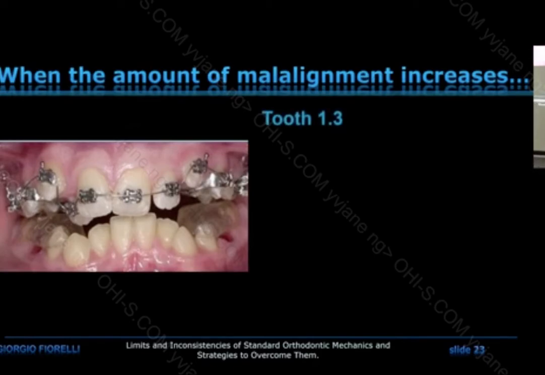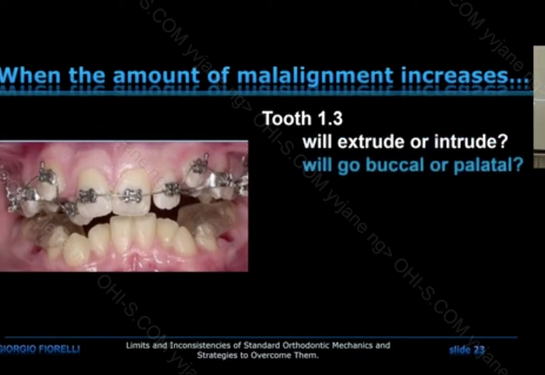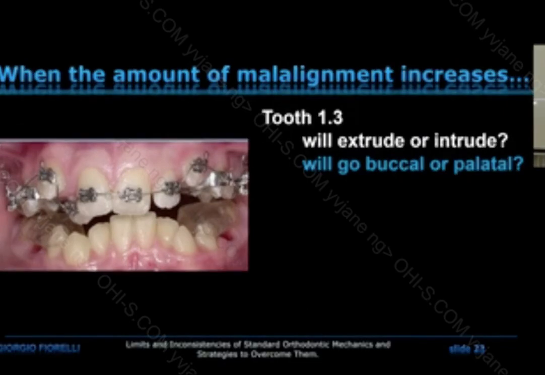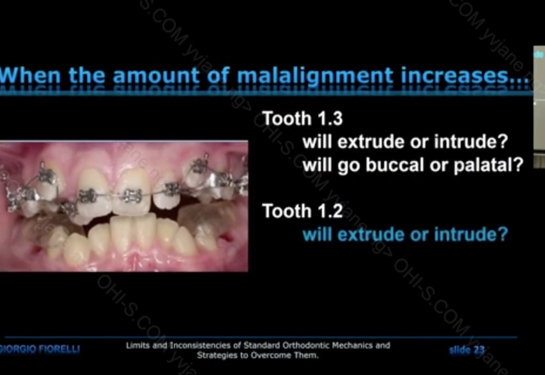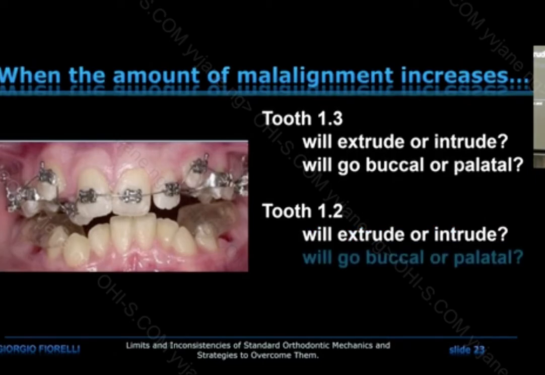Now, what is going to happen to tooth 1-3? So to this canine. Will it extrude or intrude? What do you think? Will it extrude or intrude? You can answer in your mind. Will it go buccal or palatal? For tooth 1-2, will it extrude or intrude? Will it go buccal or palatal?